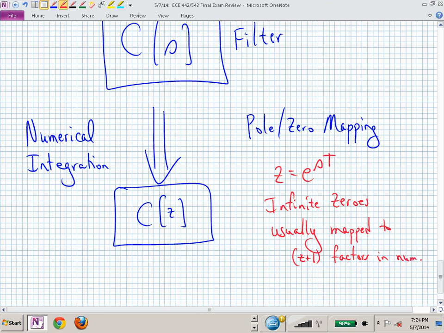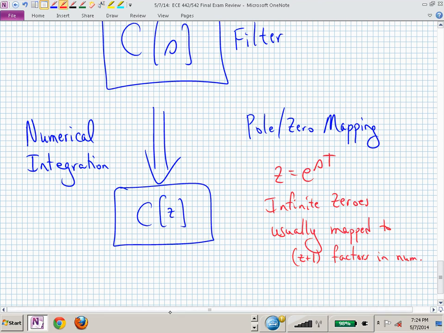Z plus 1 factors, right? Is that true? When you put those in the numerator, those are values of Z. When Z is equal to -1, that causes that to go to 0. Those are infinite, or points at infinity in the Z plane, or can be viewed that way.